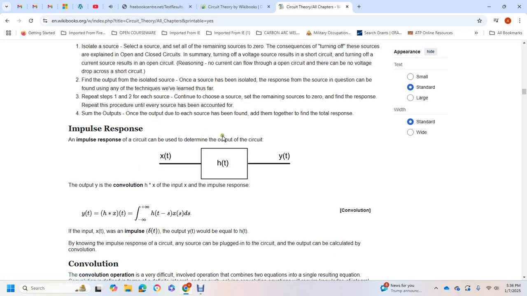The impulse response of a circuit is determined by the output of the circuit. The output Y is the convolution of H with the input X, where X is the impulse. When the input X is the impulse, the output Y is H. Y of t equals H convolved with X, or the convolution integral over time, which gives a limit series from negative infinity to positive infinity of H.